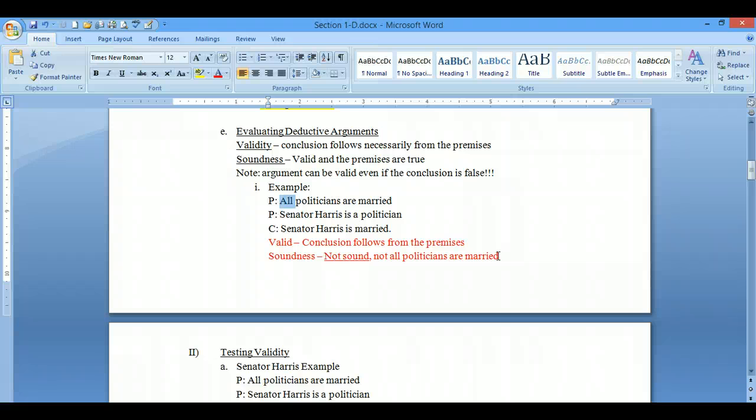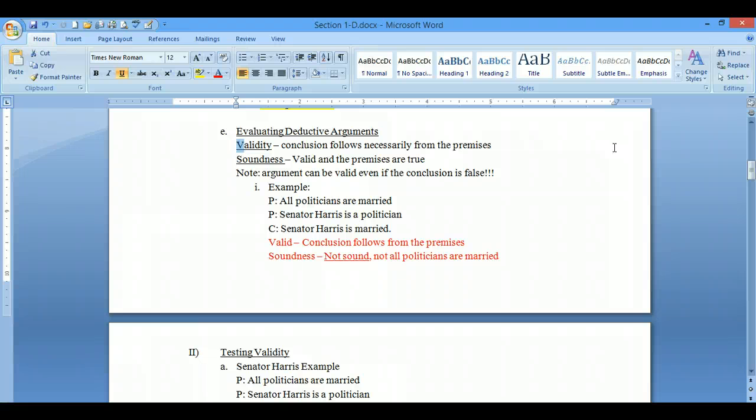So it's showing general to specific. It's also showing, as I'm going down, that I'm leading to the conclusion. And if that conclusion comes from the premises and it's forming this V, it's also valid, which happens to start with the letter V, which is our little help. So all politicians, Senator Harris is married. I do have this following of the premises, so it's deductive and it's valid.